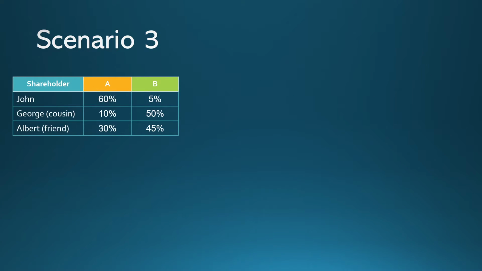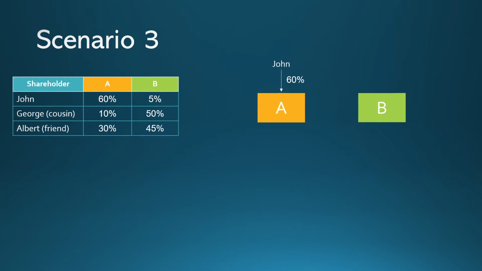Here we have a shareholder table with a few different shareholders. We have John, George, who is a cousin, and Albert, who is a friend. If we draw this out, we see company A and company B. John owns 60% of company A, and George owns 50% of company B.